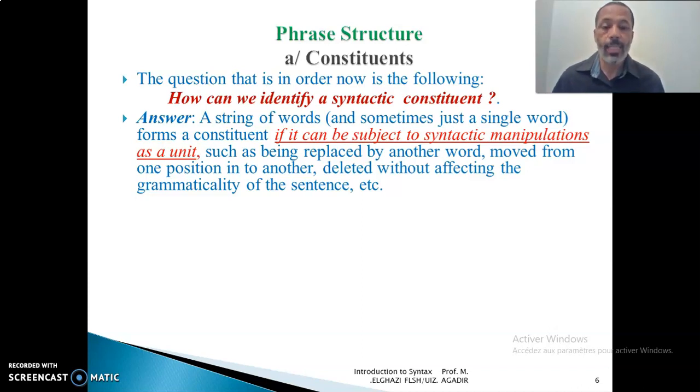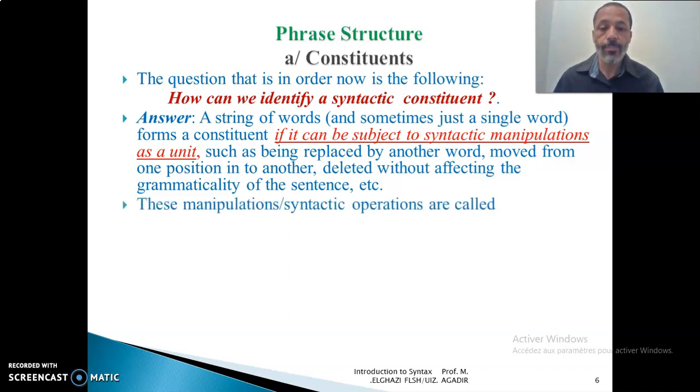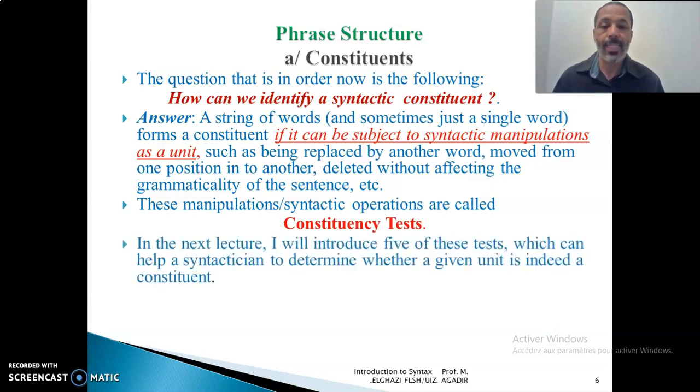Or it can be deleted without affecting the grammaticality of the sentence. We can delete after the event because it's an adverbial which is optional. So we can say John will invite his intimate friends, and we stop, and the sentence is perfectly grammatical. These are some of the syntactic manipulations that allow us to say whether a group of words or a word is a constituent or not. These manipulations or syntactic operations are called constituency tests.